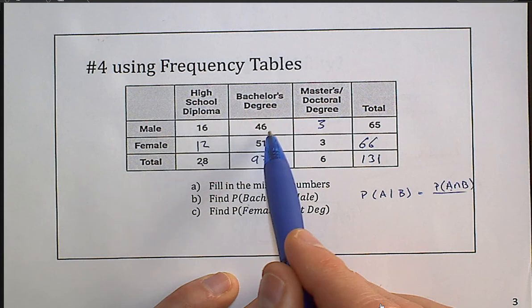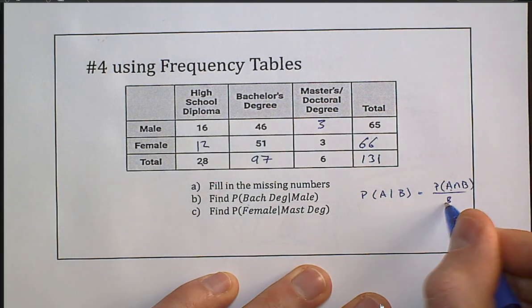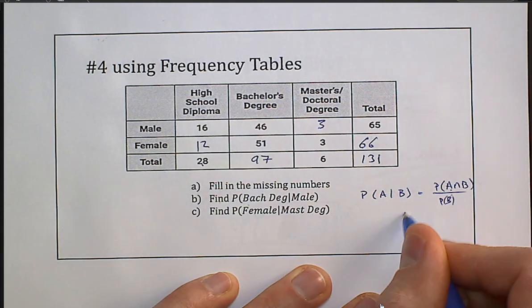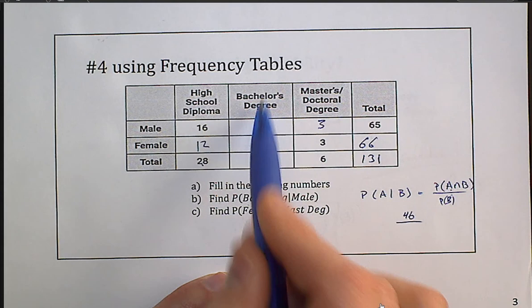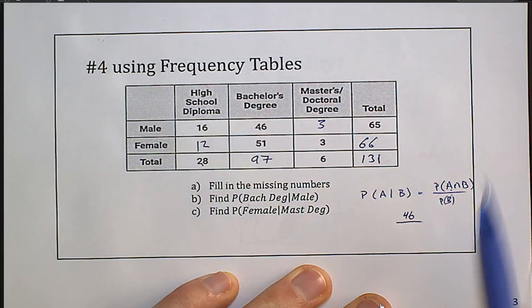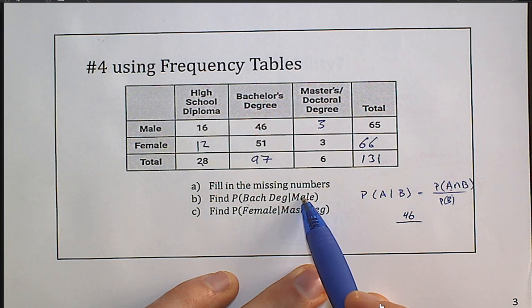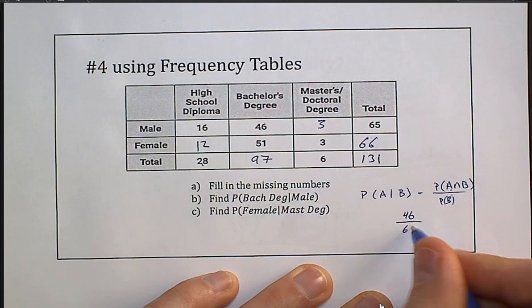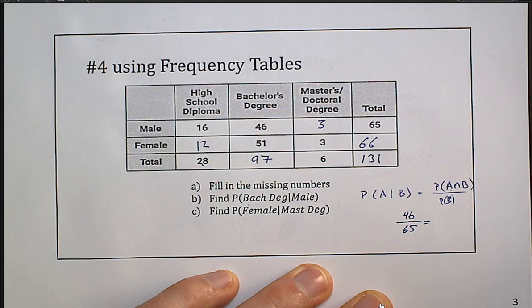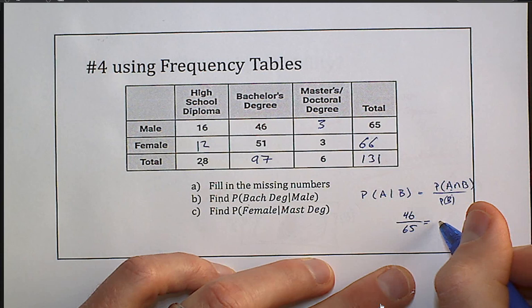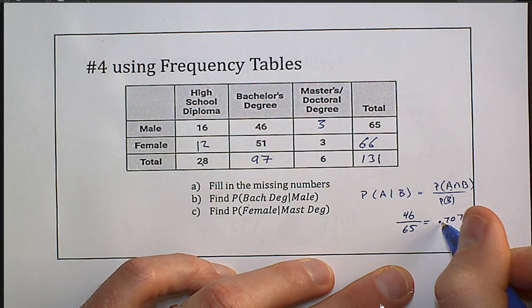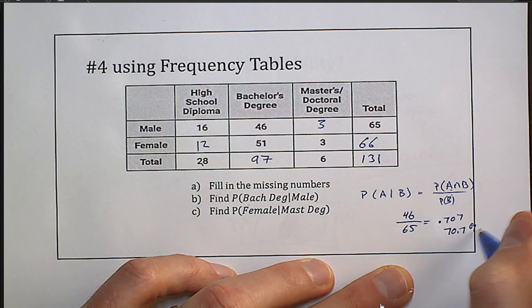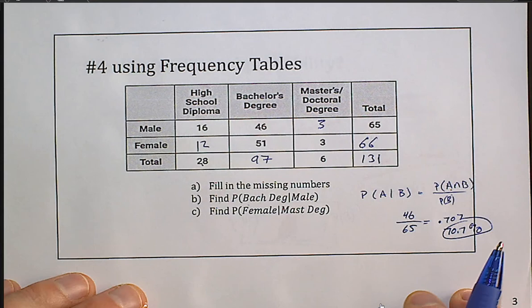That would be 46, right? Probability, bachelor's degree male, given that it's a male, okay? Which is a total of 65. So we should have 46 divided by 65, which is going to give me 0.707. If you move that over, that's 70.7% probability. Okay.